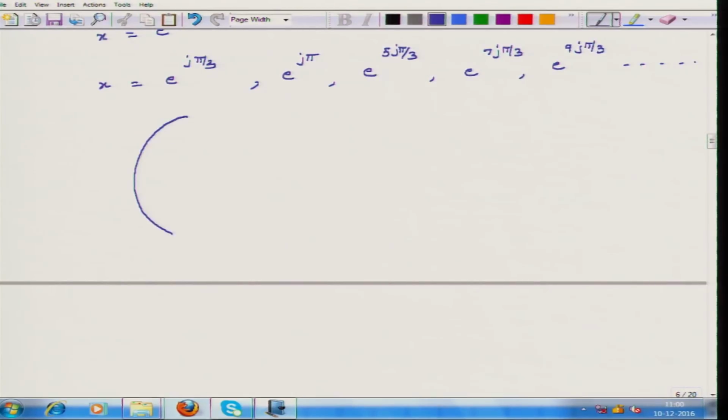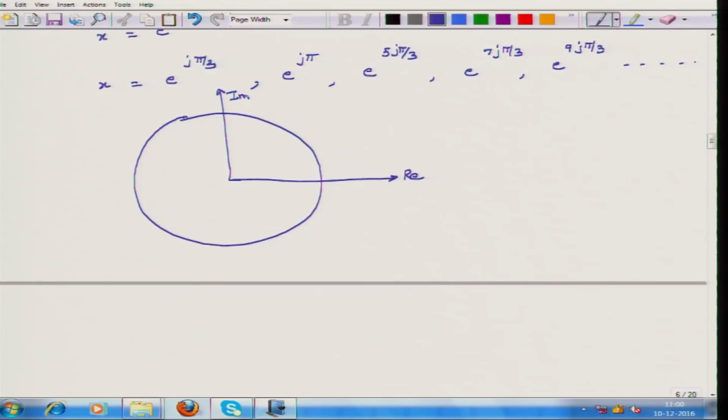So, consider a circle. Let us say this is the real axis and this is the imaginary axis. One thing you note is that the magnitude of all these solutions is unity. So, we will make a circle whose radius is 1, the radius is unity.